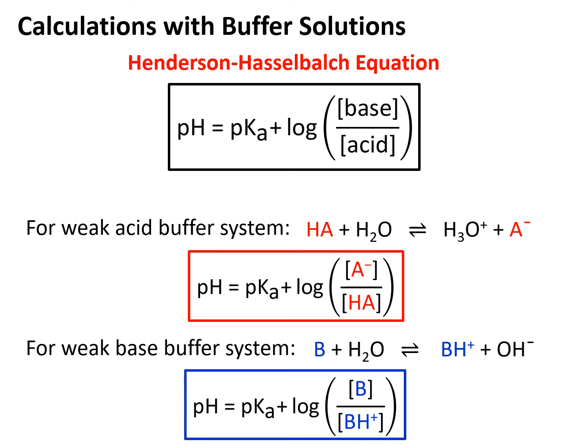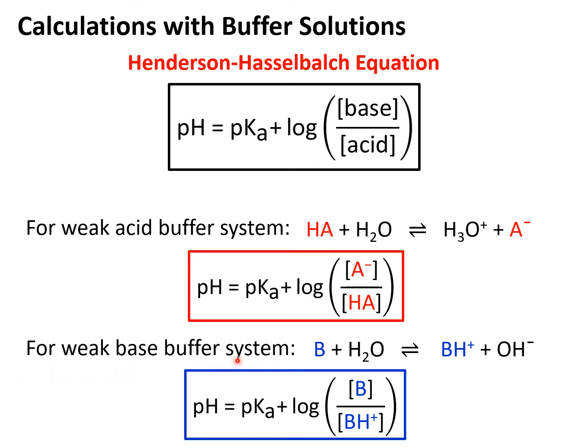The pH of buffer solutions can be easily calculated using the well-known Henderson-Hasselbalch equation, as shown here. Briefly, it tells us that the pH of a buffer equals the pKa of the acid form plus log of the concentration of the base divided by the concentration of the acid, where the acid and base are conjugate acid-base pairs. So, for a weak acid buffer system, using the equilibrium shown here, we see that pH is defined as the pKa plus log of the concentration of A minus divided by the concentration of HA.